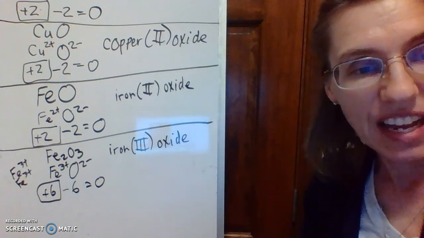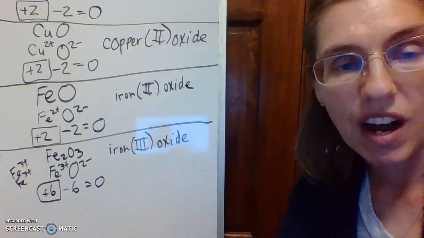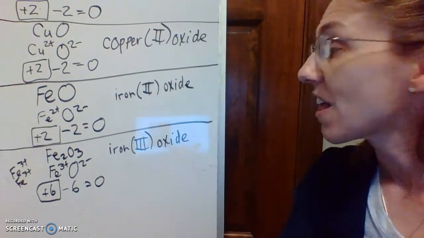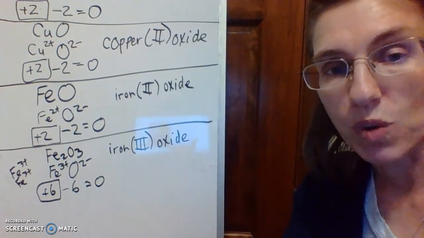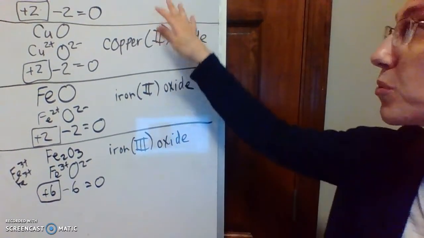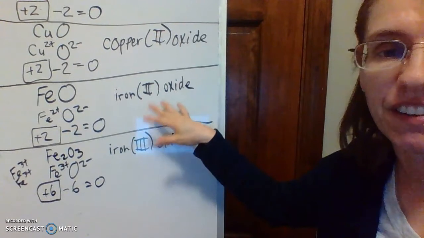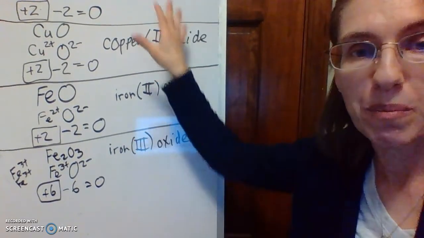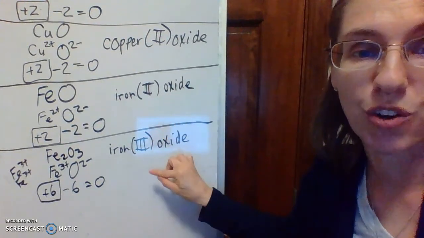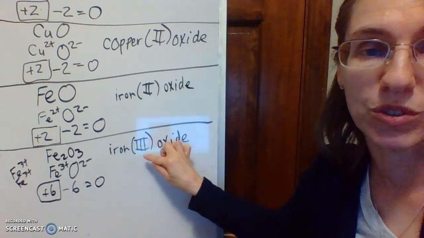And that's basically how you're going to name your ionic compounds when you're dealing with a transition metal that can have more than one charge. And if you want to use the older names, cupric, cuprous, ferric, ferrous, that's fine too. But also make sure you know the systematic way of doing it. Don't forget Roman numerals and the parentheses.